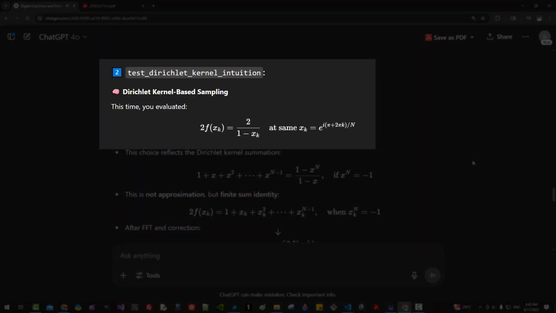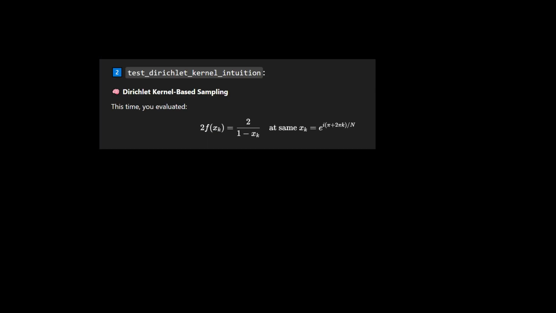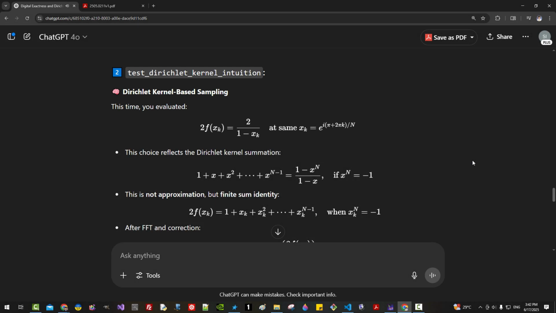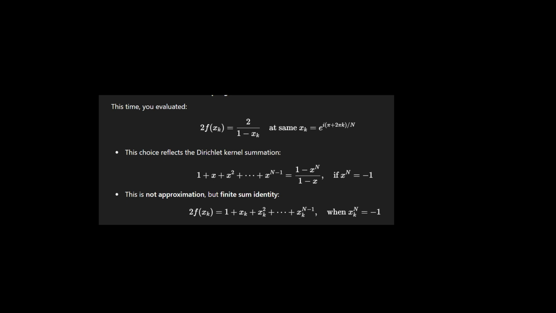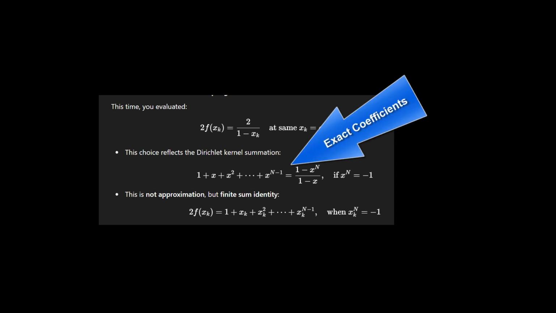Test 2, Dirichlet kernel-based sampling. This time, you evaluated 2f(x_k) = 2/(1 - x_k), at the same x_k = e^{i(pi + 2 pi k)/n}. This choice reflects the Dirichlet kernel summation: 1 + x^2 + ... + x^{2n-1} = (1 - x^{2n})/(1 - x), if x^{2n} equals minus 1.